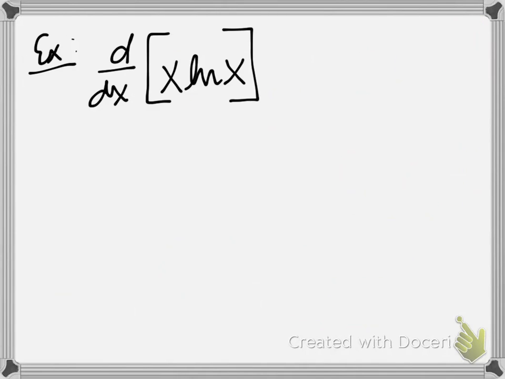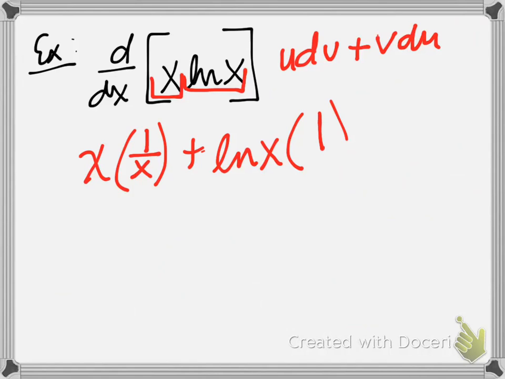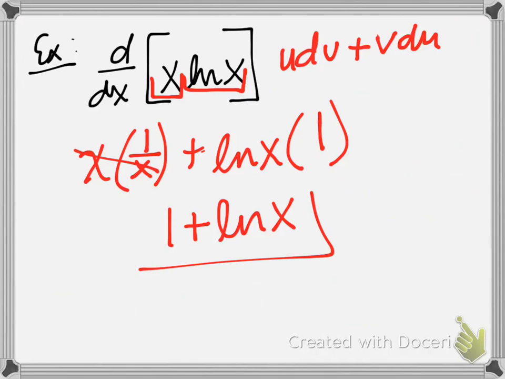Okay, so let's look at some more practice. If we have a product like this one, where we have x times ln x, we can use the product rule, because remember we're talking about differentiation. We're talking about taking the derivative, so we have u dv plus v du. So I'm going to take x times the derivative of ln x, which would be 1 over x, plus ln x times the derivative of x, which would be 1. So simplify this and you have 1 plus ln x is the derivative of x ln x.